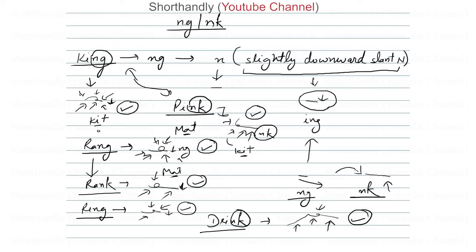That's how you represent the ing and ink sounds in any word. For ing, you make the slightly downward slant N like this, and for ink you just make the same slightly downward slant N with a longer stroke, like this. Or we can make this again like this. This one is a longer stroke than this one. That's how you represent ing and ink sounds in any word. That was all about it, and I will see you in the next video.